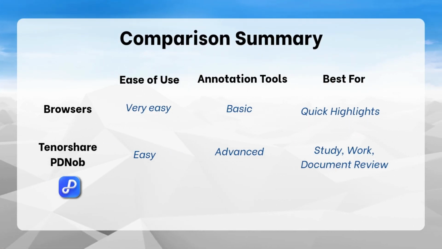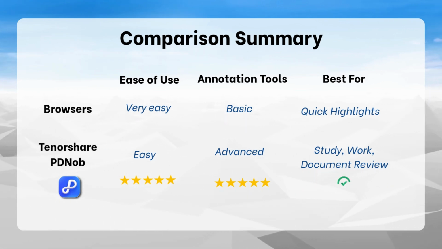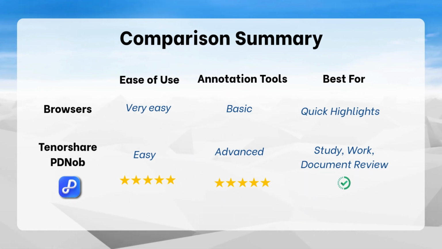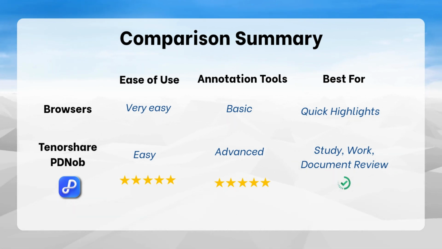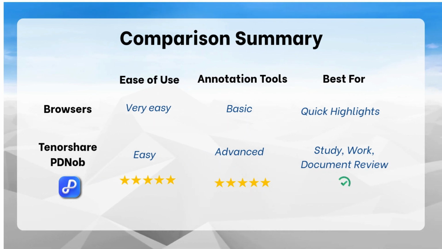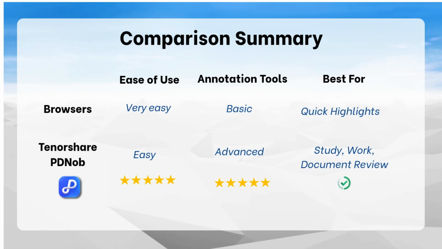Now let's compare the two methods. Browser PDF viewers are very easy to use and work well for quick highlights when you're in a pinch. But they usually offer only basic annotation tools and limited functionality. They are great for quick highlights when you need something fast. Tenorshare PDNob is easy to use and provides a much richer note-taking experience with advanced annotation tools, especially if you frequently review or edit PDFs. You get more tools, better organization, and the ability to do far more than just highlight text.